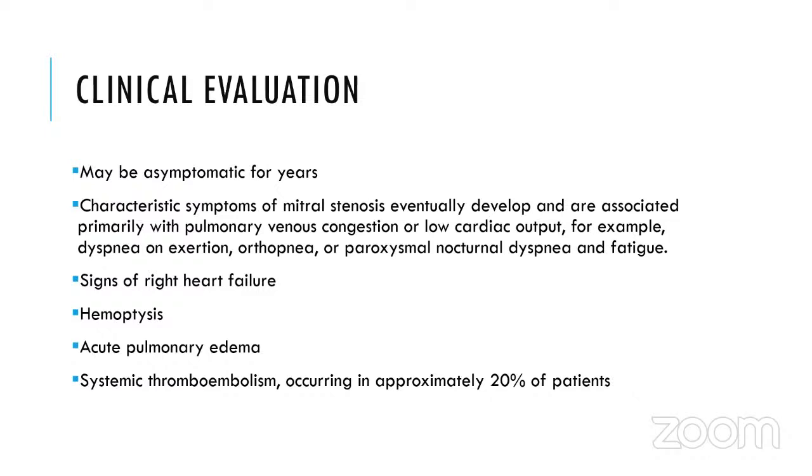Patients who have had symptoms of mitral stenosis for a long time are usually going to be cachectic and anemic, and are going to have hemoptysis. They're going to have signs of heart failure. They may suffer from acute pulmonary edema. They may also be prone to systemic thromboembolism, which occurs in about 20% of patients with mitral stenosis.